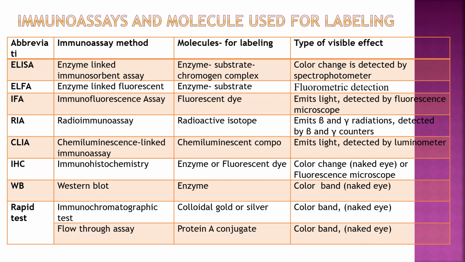This chart is a summary of the newer techniques. ELISA: color change is detected by spectrophotometer. Enzyme linked fluorescence assay: fluorometry detection. Immunofluorescence assay: emits light and detected by fluorescence microscope. Radioimmunoassay: emits beta and gamma radiation and detected by counter. Chemiluminescence linked immunoassay: emits light detected by luminometer. Immunohistochemistry: color change, naked eye or fluorescence microscope. Western blot: color band. Immunochromatography, that is lateral flow and flow through: color band measured by naked eye.